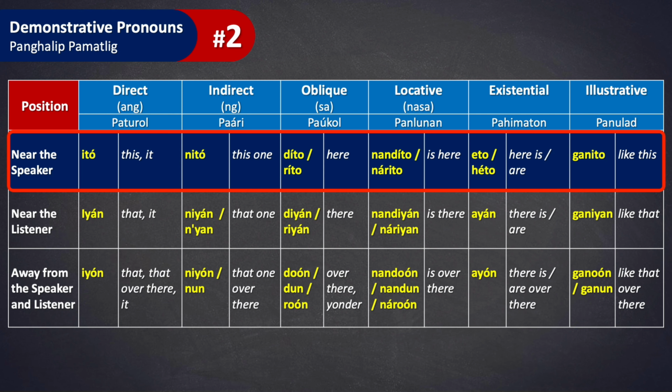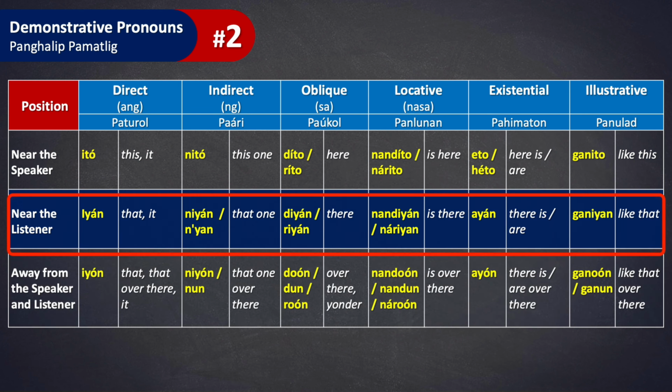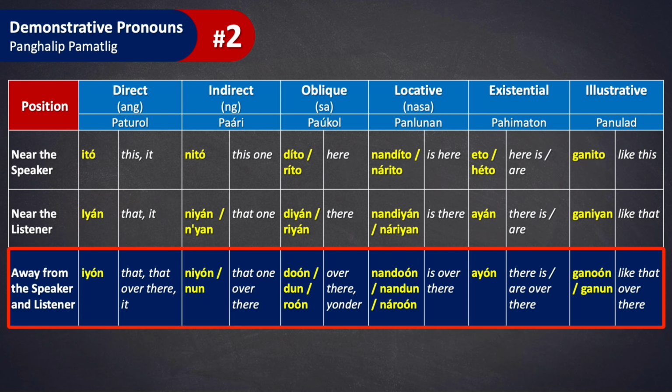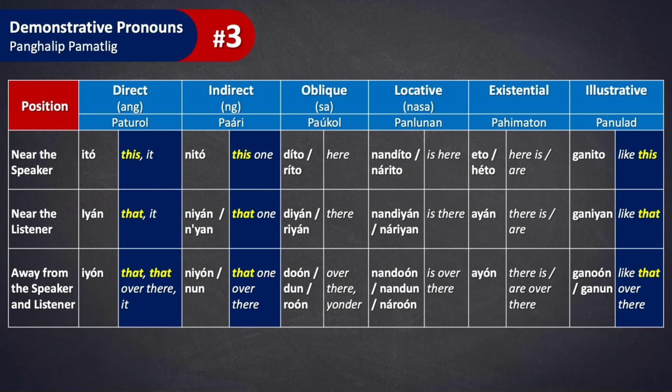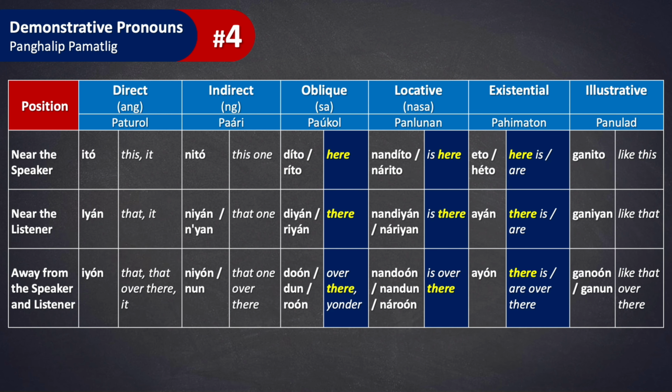Number 2, on the y-axis, you will find the 3 types of pronouns per category. We have near the speaker, near the listener, and away from the speaker and listener. These are the pronouns the speaker would use depending on his or her position relative to the listener and the object of conversation. Number 3, you will find that the counterparts of the English this and that have several versions in Tagalog across the table. See? Number 4, the English adverbs here and there are represented in this table. And they also have several versions across the table.